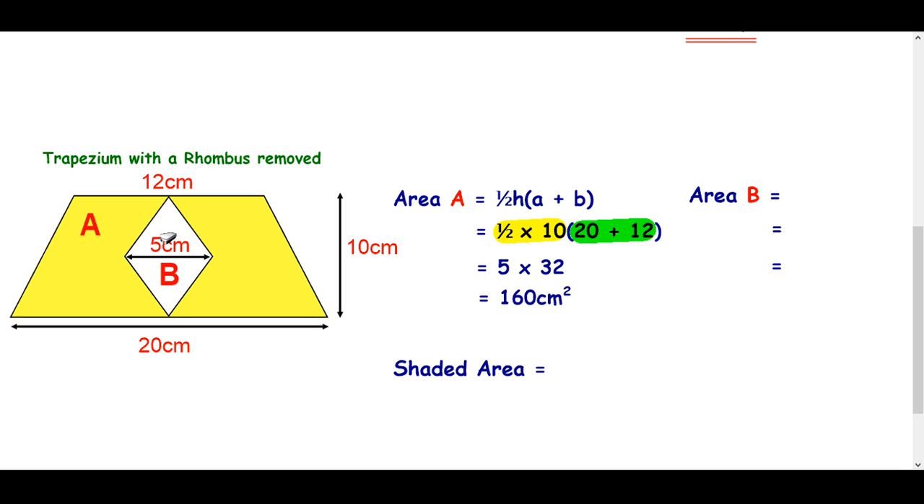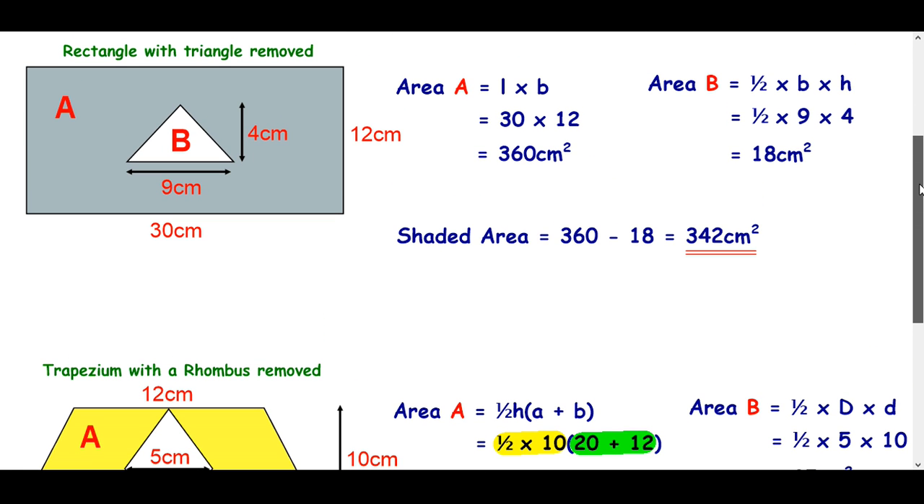The diamond or rhombus shape in the centre, well, that's a half diagonal times diagonal. Again, if you're not sure of that, maybe go back and look at the rhombus video lesson. Right, the diagonal's 5 here. Another diagonal goes from the top to the bottom of the rhombus, which is the same as the height of the trapezium, which is 10. That 10 would fit exactly from there to there. So it's a half times 5 times 10. Now 50 divided by 2, or 5 times 5, but it's 25 centimetres squared.